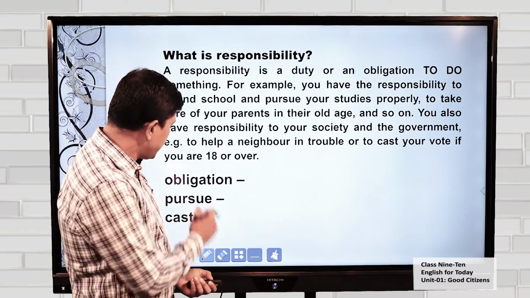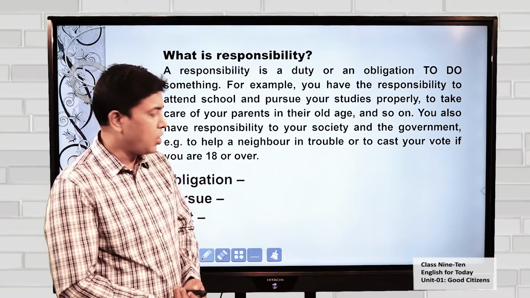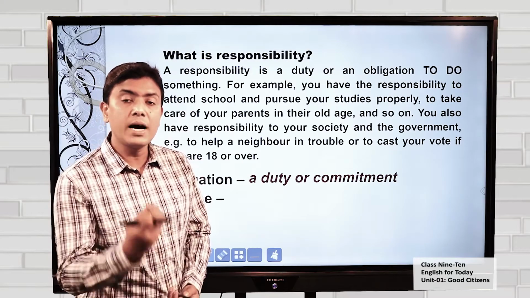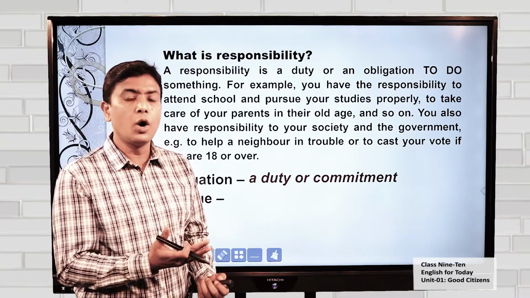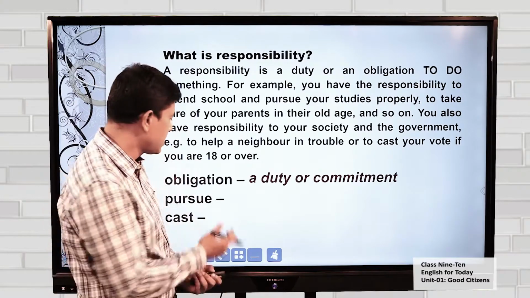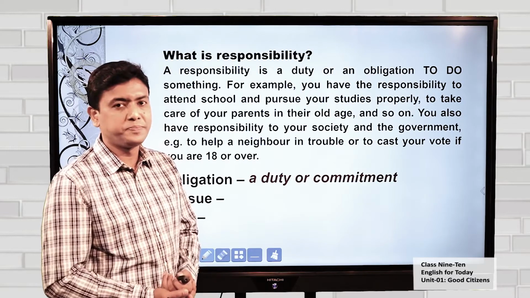We have found obligation, pursue, and cast. What do we mean by obligation? Obligation means a duty or commitment. It is a must do. So when we are legally or morally bound to do something, we say that I am obliged to do it. We can say it is my obligation.